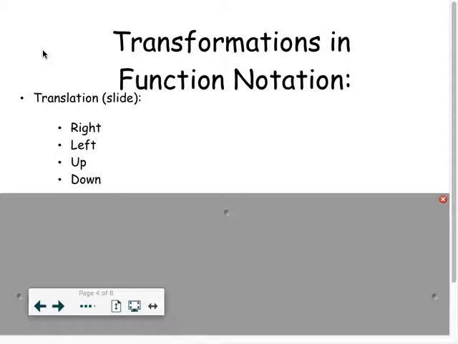Transformations and function notations. The first set of transformations are the translations. Translations, if you'll remember from geometry, and I always remember this because I think translations has an SL, and SL leads me to slide. Okay, so it's my sliding on the coordinate plane, left, right, up, down. Those are the directions I can move. In function notation, if I want to move to the right, that's going to be f of x minus h. F of x minus h moves me to the right. F of x plus h moves me to the left.